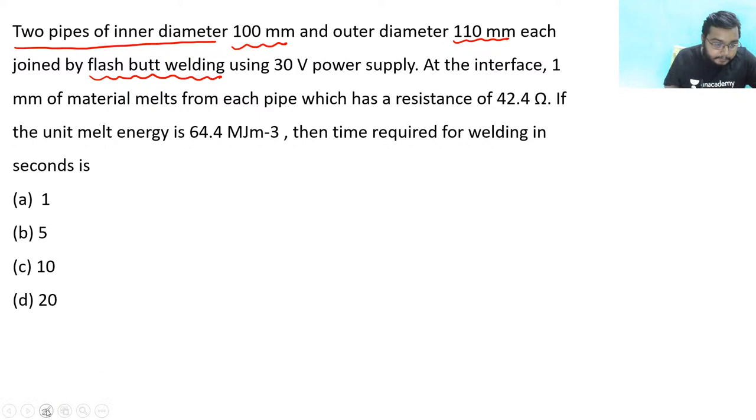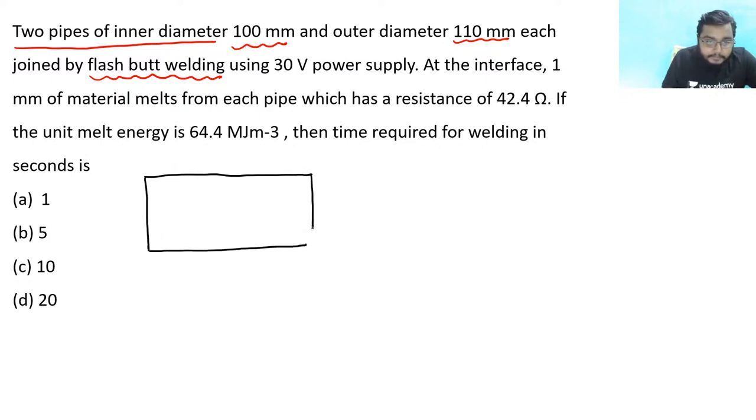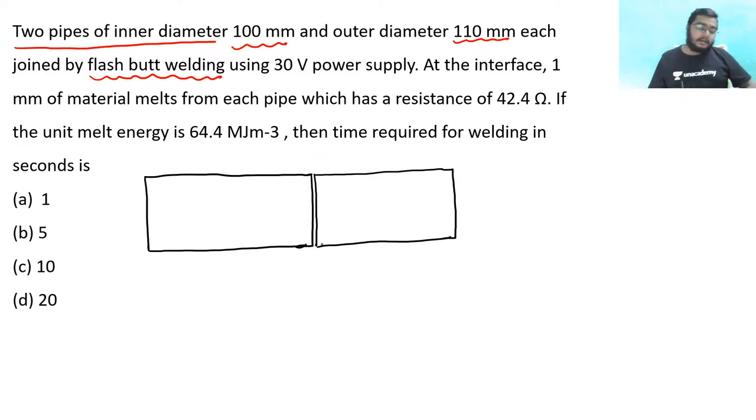So see here, there are two pipes. This is the first pipe, and there is another pipe like this. And these two pipes are flash butt welded.